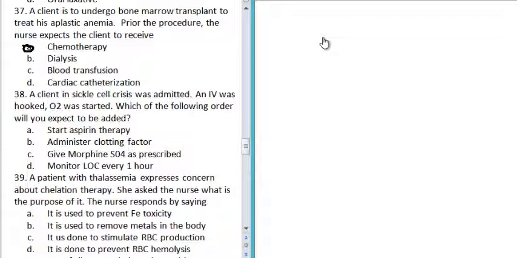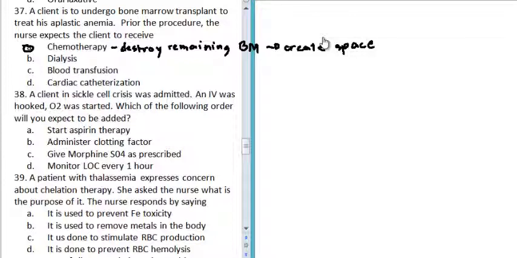Okay? This will destroy the remaining bone marrow. This will what? Create space for the new bone marrow. The answer is letter A. Next.